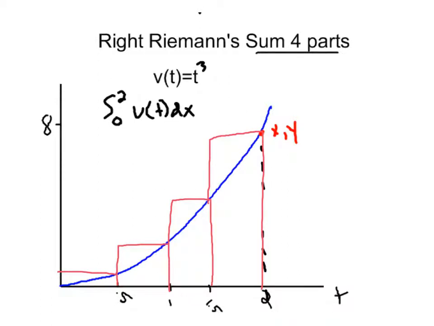Okay, so Riemann was attempting to estimate the area under a non-geometric curve like t cubed. I'll give you about a minute to copy down our function, t cubed, its graph, and to draw in the Riemann sums.